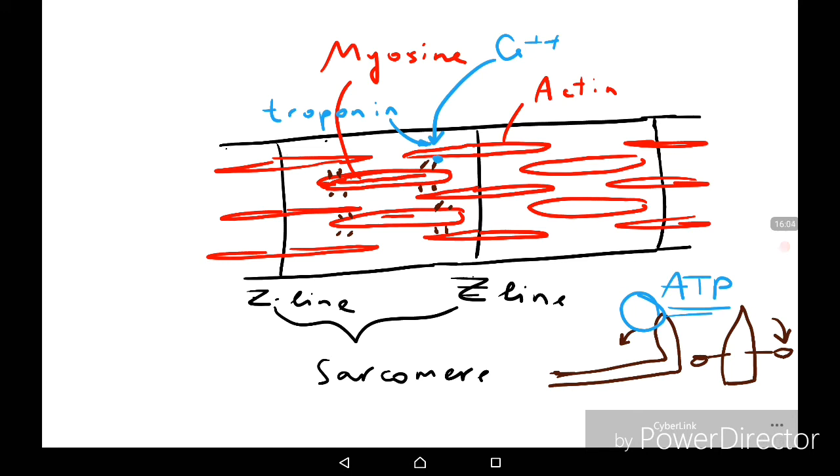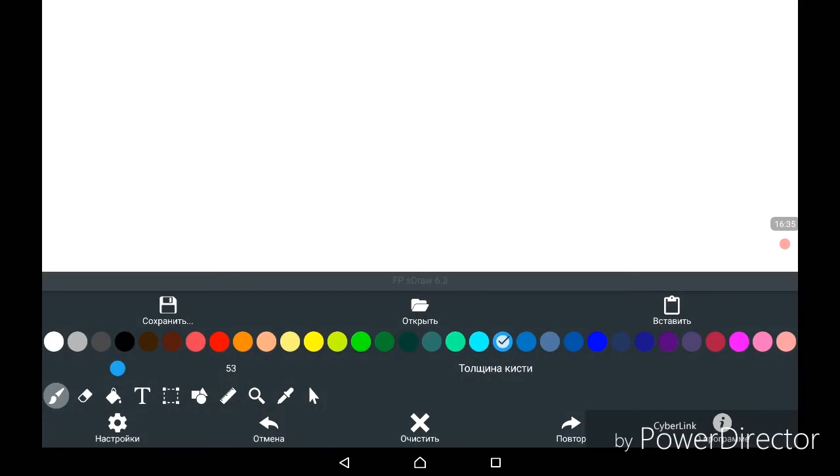So electromechanical coupling is initiated by the excitation of the membrane, and then by the release of calcium that initiates the molecular processes with troponin and tropomyosin, the proteins that control the muscle contraction, and with actin and myosin, the proteins that produce the sliding filaments, and the muscle shortens.